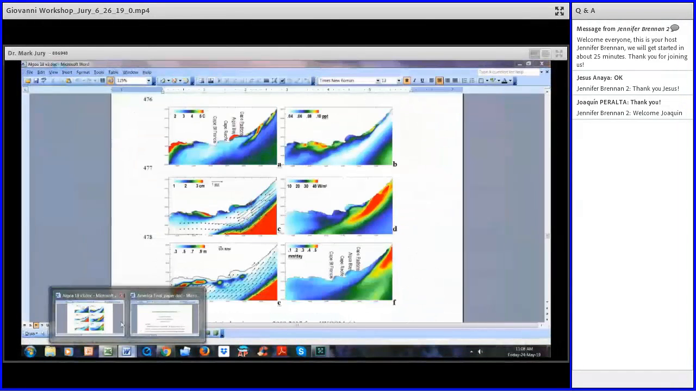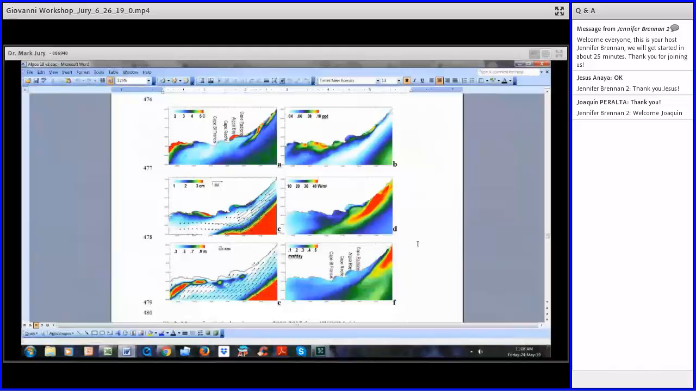My name is Mark Jury, and I'm a professor at the University of Puerto Rico in Mayaguez, and I do earth science research, and I'm going to show some examples today of the way that I collect information and look at it between different websites, but mainly using the NASA Giovanni website.